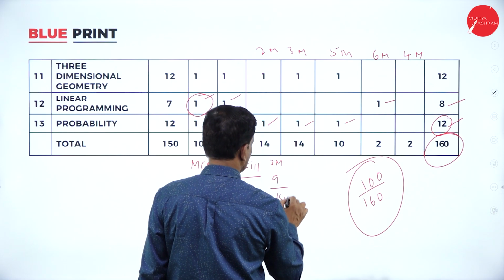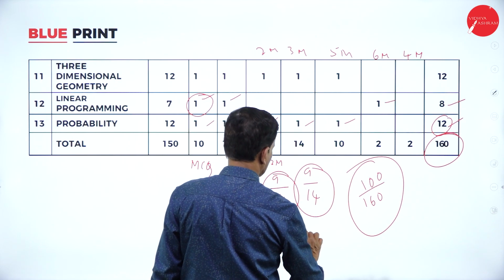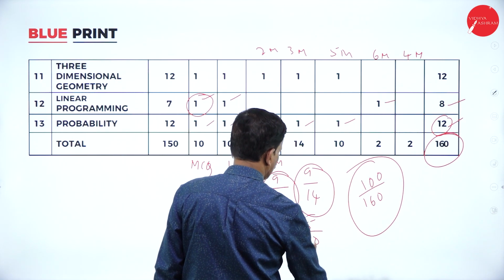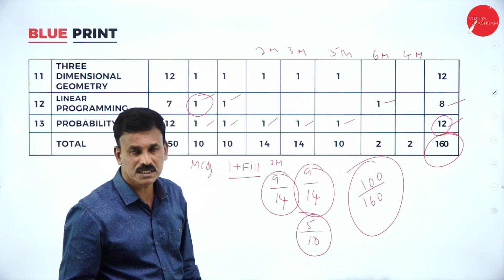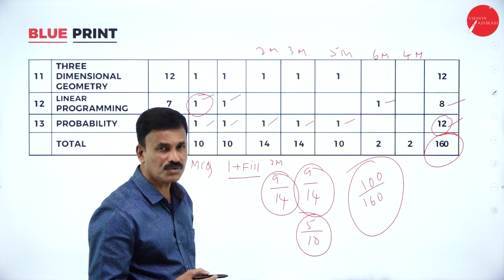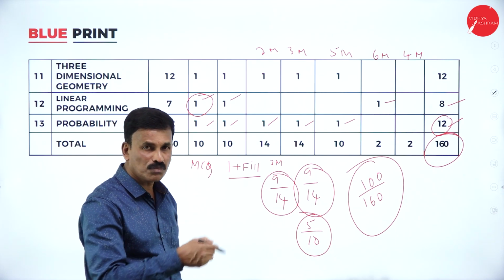You are going to answer 9 from this. Again, 9 questions from 3 markers, and out of 10 you are going to answer 5 questions for 5 marks, and 1 question from part E, with 6 marks and 4 marks. Now this is the distribution of marks. This is regarding the blueprint.